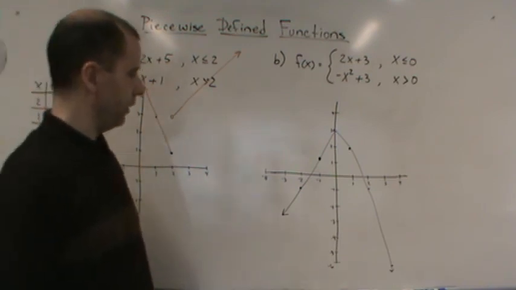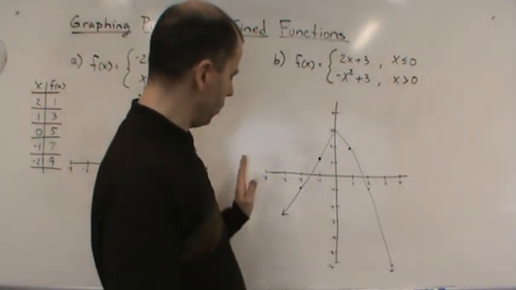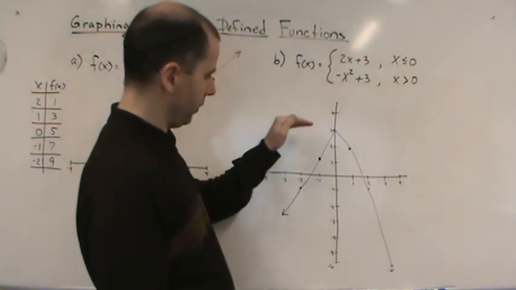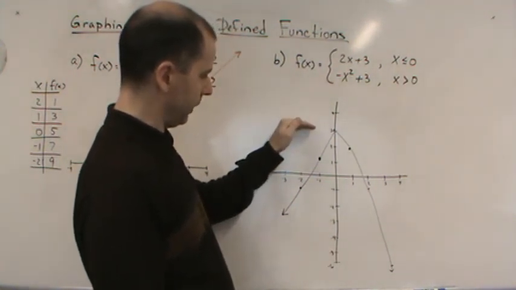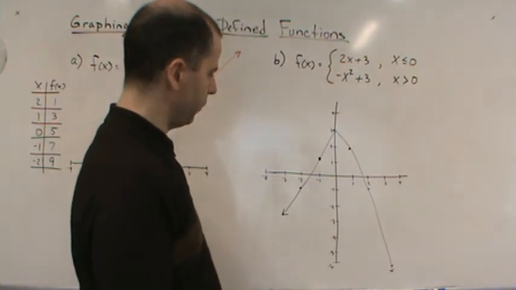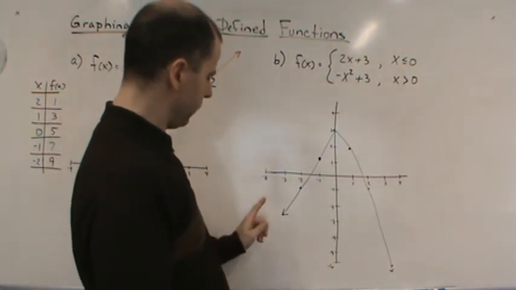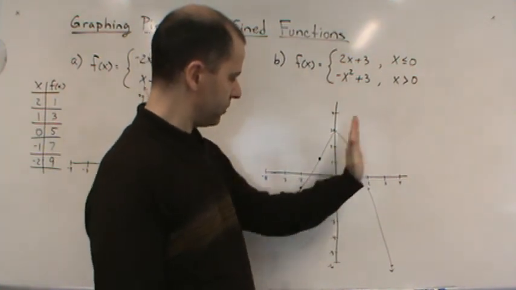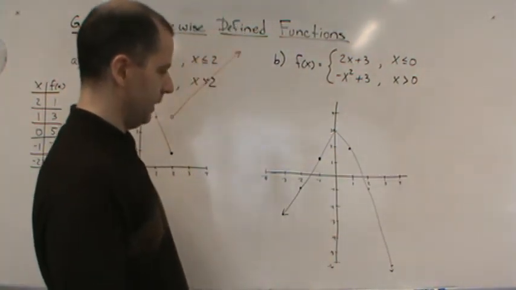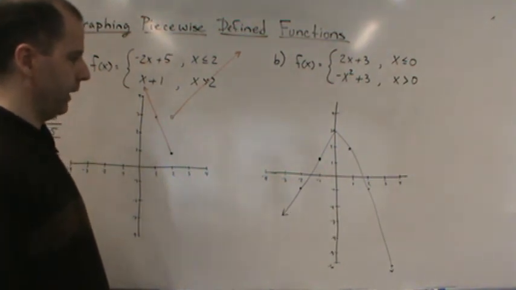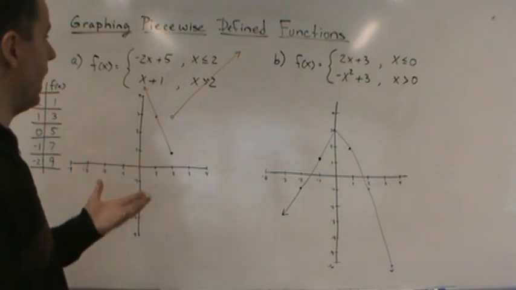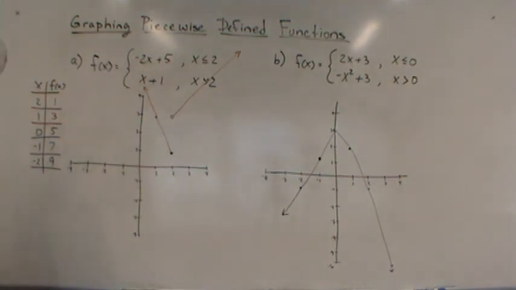So again, what's the domain? The domain here is all real numbers. The range is going to be from 3, so square bracket 3 to negative infinity for the range. It's increasing from negative infinity to 3, and then from 3 to positive infinity, it decreases. And then it's continuous everywhere. And that's it. So that's how you handle piecewise functions.